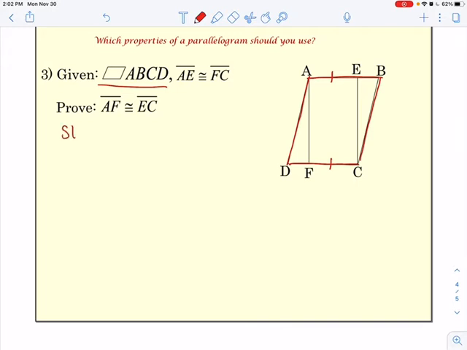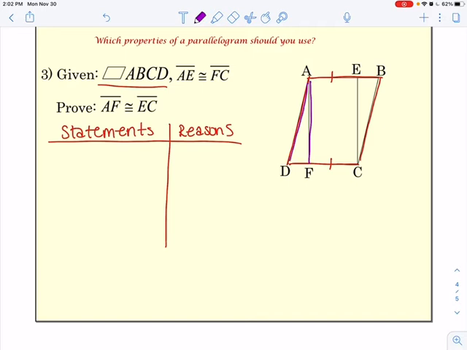That's what I want to prove, just so we don't think that that's part of the proof. Okay, so now we have our statements and we have our reasons. Okay, so I think what I'm going to do is if I can somehow show that this triangle and this triangle are congruent, then I'll be able to say that AF is congruent to EC because of CPCTC. Okay, so let's try to do that.